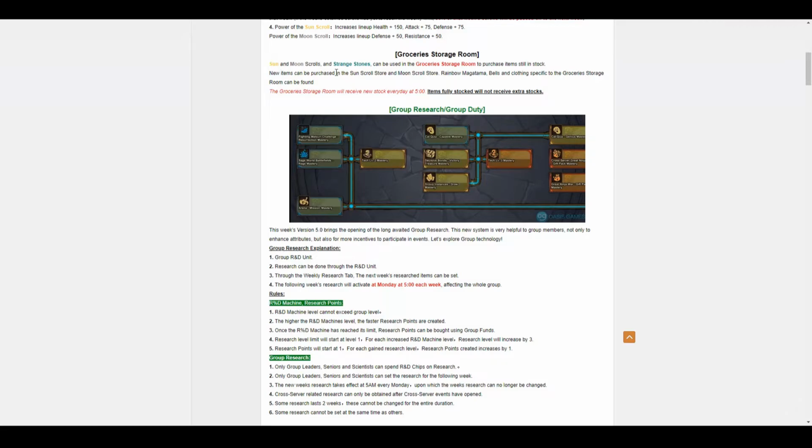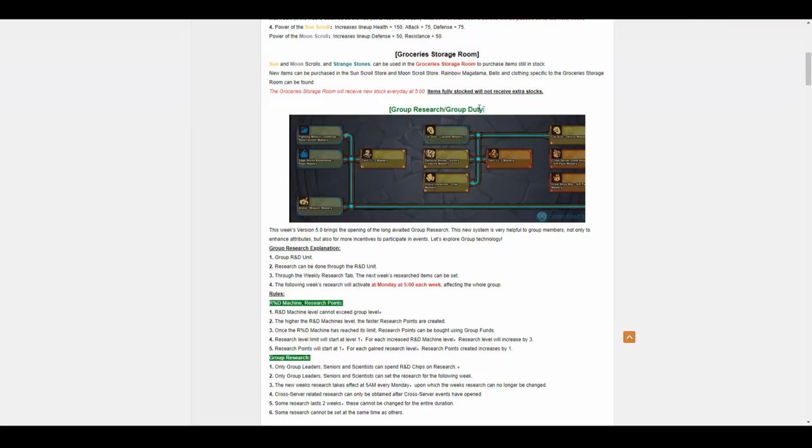Sun and moon scrolls and strange stones. We have not seen many mentions of the usage of the strange stone yet. It can be used in the grocery storage room, so now we know that it can be used in a storage room to purchase items still in stock. New items can be purchased in the sun scroll store and the moon scroll store. Rainbow macadamias, bells, and clothing specific to the grocery store room can be found. The grocery store will receive new stock every day at 5. Items fully stocked will not receive extra stock.